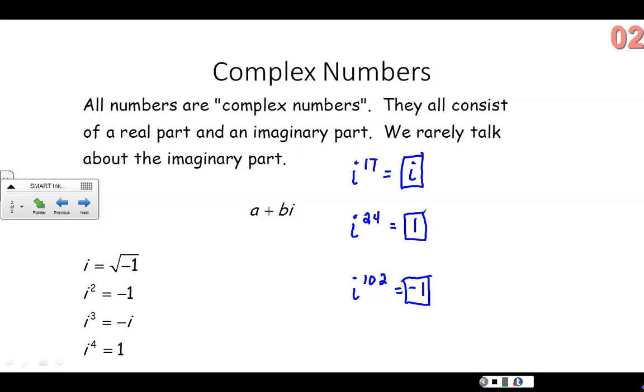Let's do a couple more of those. i to the 53rd power. 4 will go into 53 how many times? Let's see here, 53 divided by 4. It goes 13 times with a remainder of 1. So since the remainder is 1, i to the first. So it's just going to be i.